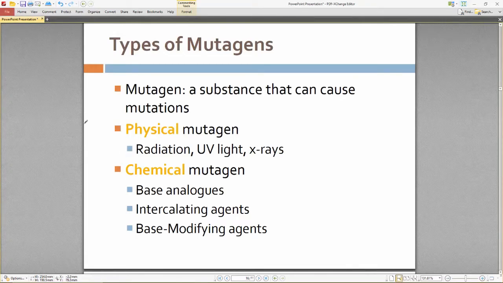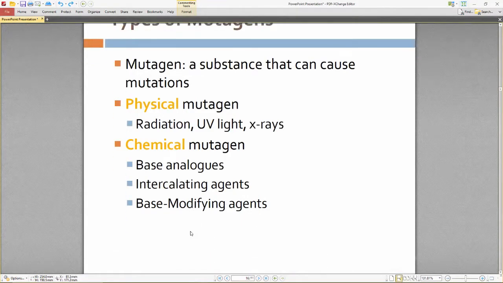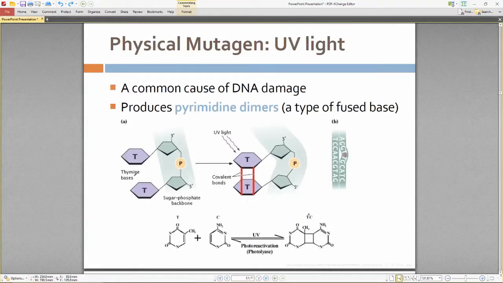So, what is a mutagen? A mutagen is a substance that can cause genetic mutations. There are physical and chemical mutagens. Physical mutagens can be radiation, UV light, or X-rays. UV light and X-rays are both just light of different frequency, and radiation is like alpha, beta, gamma particles. Chemical mutagens can be base analogs, intercalating agents, or base modifying agents, and these are all different chemicals, and we'll see them in a moment.